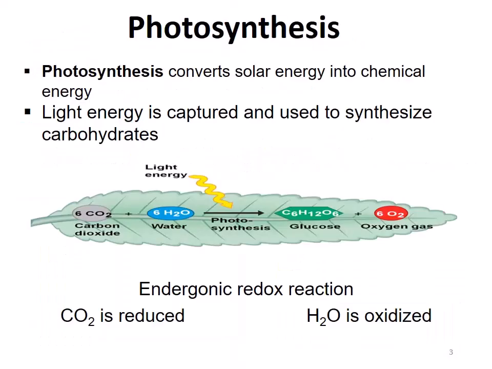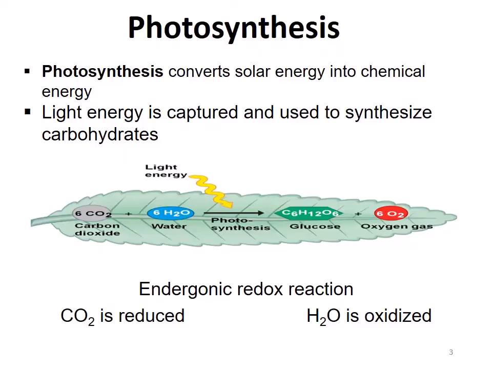So just like we talked about how it's important to understand the big picture or the main point of cellular respiration, you need to understand the big picture or the main point of photosynthesis before you even worry about the nitty-gritty details. The whole point or the big picture on photosynthesis is that photosynthesis converts solar energy into chemical energy. So light energy is captured and used to synthesize carbohydrates.